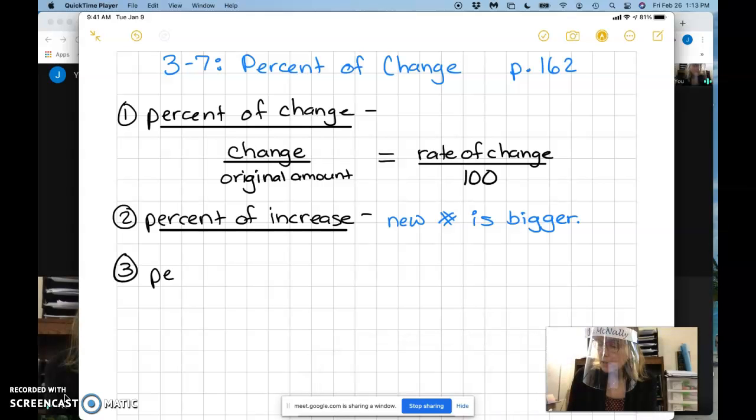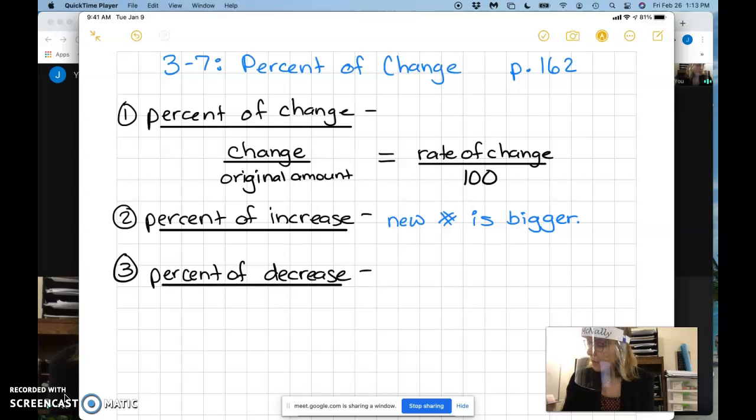And then my percent of decrease would mean what? Anybody? What would percent of decrease mean? Oh, lower. Good. The new number is smaller or lower. Yes. All of the above. Good.